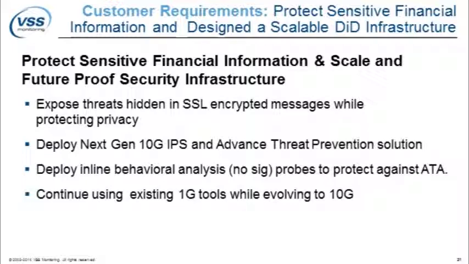What traffic is going out on Gmail or social media? And they wanted to deploy something that was definitely non-signature based. So they wanted to rapidly evaluate tools to help them protect against advanced targeted attacks. They wanted to continue using some of their 1G tools as their network was moving to 10G. Pretty much some of the problems I was explaining earlier.